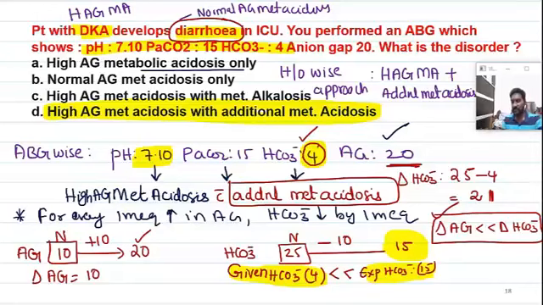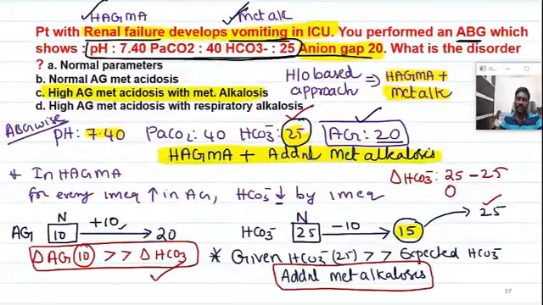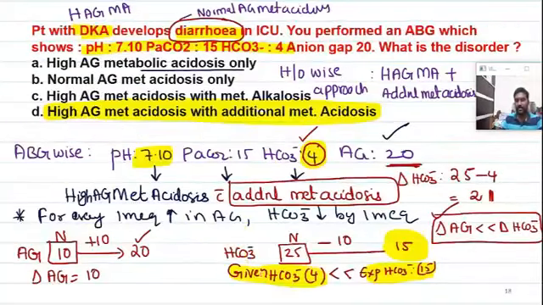Either you can use this delta anion gap, delta bicarbonate relation, or just in simple words, for every 1 milli equivalent increase in anion gap, bicarbonate should decrease by 1 milli equivalent. So you compare whether the relationship is happening the same. If it is not, if given bicarbonate is higher than expected bicarbonate, it is an additional metabolic alkalosis. If given bicarbonate is very much less than expected bicarbonate, it can be an additional metabolic acidosis. So this is the most simple method.